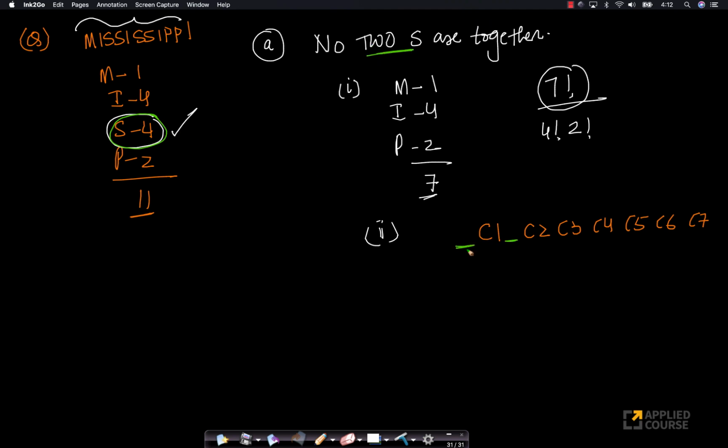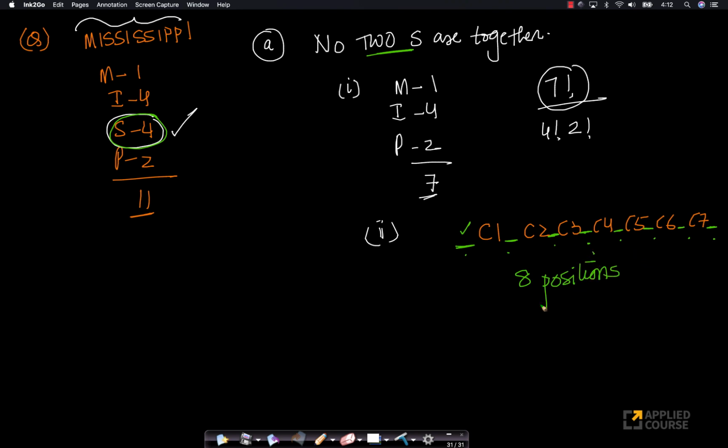Think about it. What if I place 1 S here? Let's create blank spaces in between these characters. What if, of the 4 S's that I have, in each of these blank spaces I place exactly 1 S, nothing more? I could place less also, sorry, because I have 4 S's. How many gaps do I have? 1, 2, 3, 4, 5, 6, 7, 8. I have 8 positions.